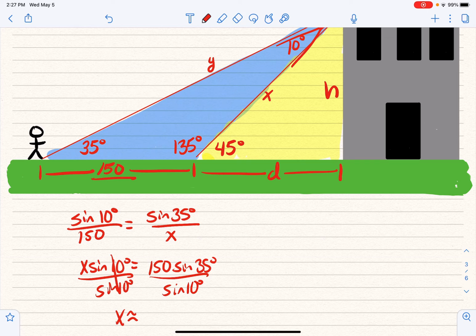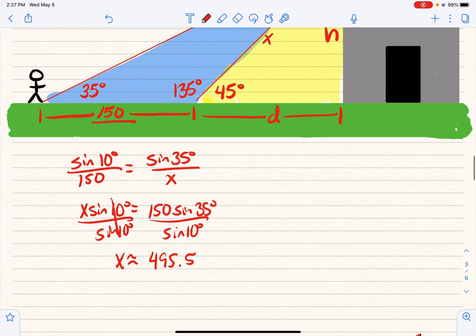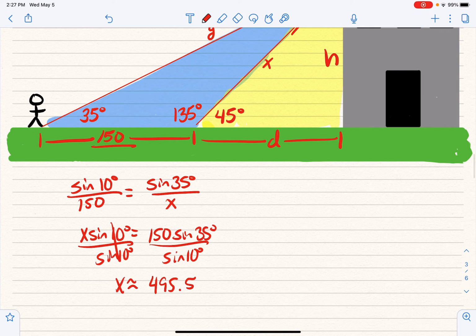Now, I'm going to put an approximate, but I'm not going to use it. I'm just giving it so we have an idea. 150 times the sine of 35 degrees, divided by the sine of 10 degrees. And I get that's about 495.5 or so, somewhere around there. Again, I'm not going to reuse that number. That's just giving me an idea.